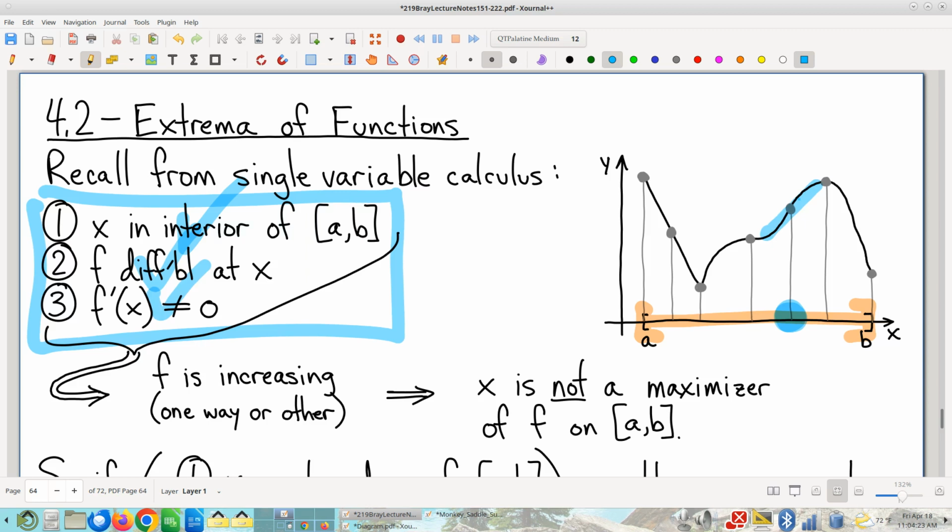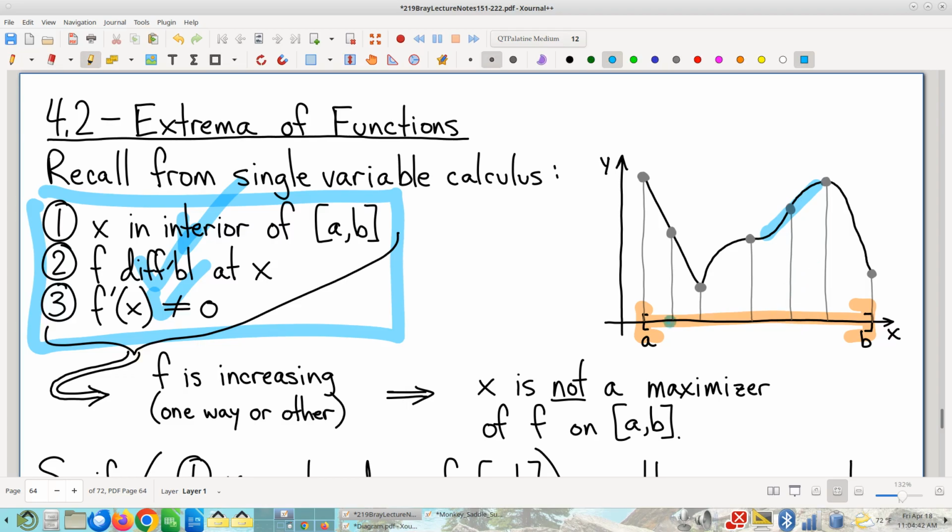definitely not a maximum. Right? There's no way that could be a maximum. How could that possibly be a maximum? The function's still getting bigger. No way that could be a maximum. Right? And this applies to the great majority of points in the domain.